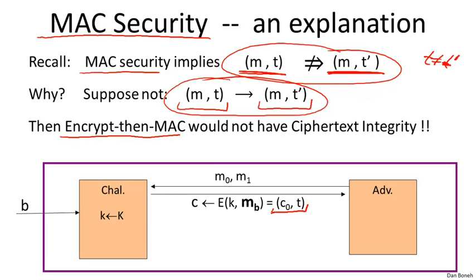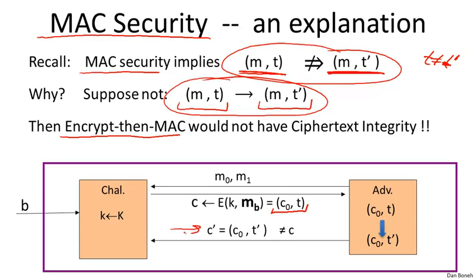Now we said that given the MAC on a message, the adversary can produce another MAC on the same message. So he's going to produce another MAC on the message C0. Now he has a new ciphertext, (C0, T'), which is a perfectly valid ciphertext. T' is a valid MAC of C0. Therefore, the adversary can now submit a chosen ciphertext query on C', and this is a valid chosen ciphertext query because it's different from C.